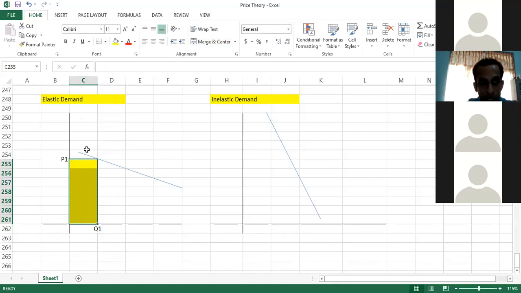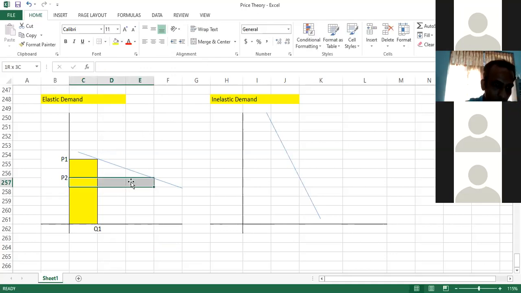Now consider the firm is considering, in order to increase revenue for a product like this, should the firm increase the price or decrease the price? The firm wants to increase the revenue from this product. Decrease price. The firm has to decrease the price of this product in order to increase revenue.